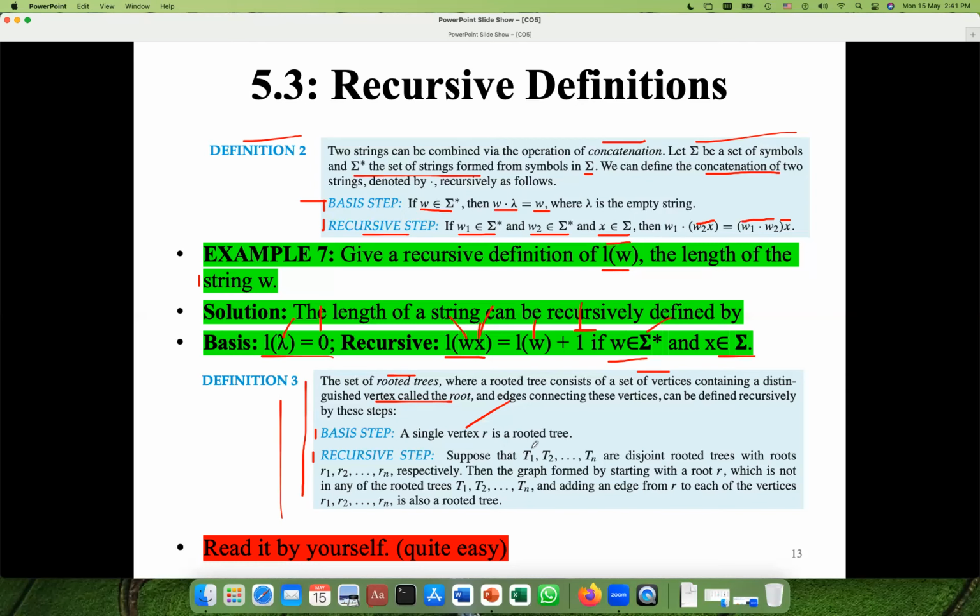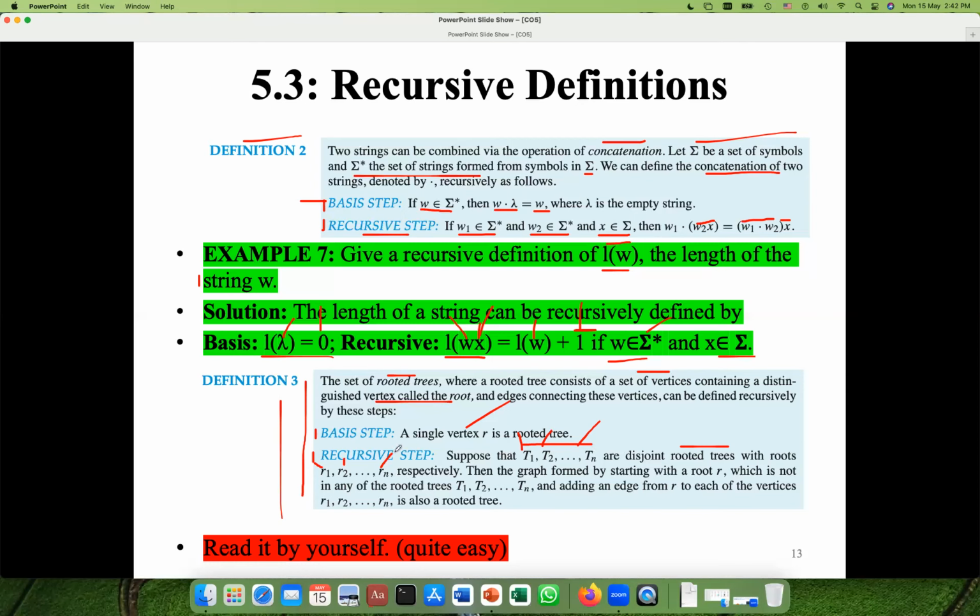Recursive step, for example, suppose you have T1, T2, and Tn, these are different rooted trees. The exact word is disjoint, but I am giving you another word for your understanding. So T1, T2, and Tn are different trees. Then they must have their roots. R1, R2, and Rn are their roots respectively.